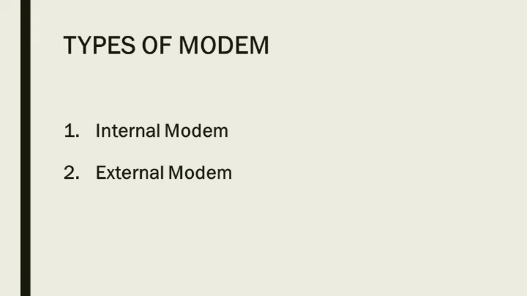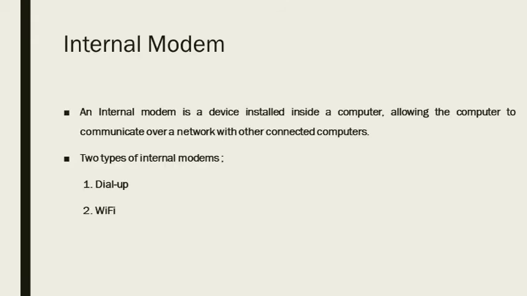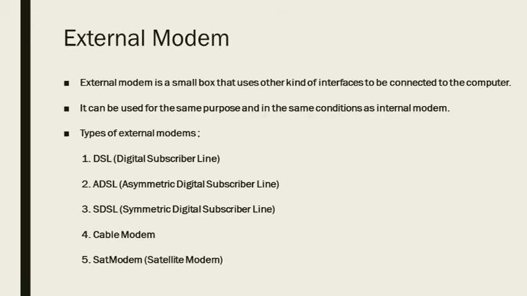So now we have the types of modem. The first one is the internal modem, which is installed inside a desktop or laptop computer, allowing the computer to communicate over a network with other connected computers. Examples of the internal modem include dial-up and also Wi-Fi, which is the wireless kind of modem. Then we have the external modem.